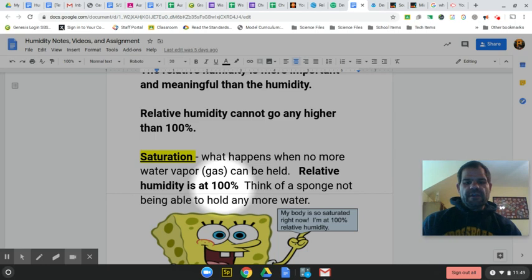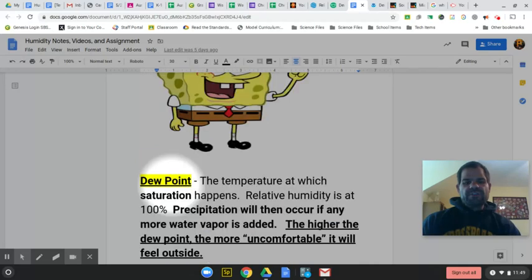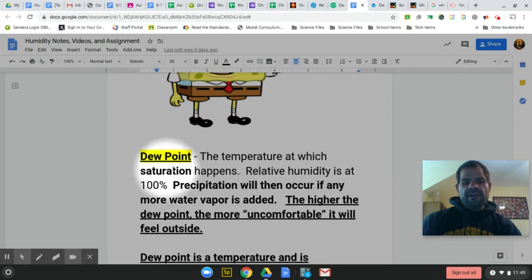And there's a temperature at which this happens. That temperature where saturation occurs is called the dew point. If we go above saturation, or more than 100% relative humidity, precipitation, rain, fog, whatever, will form. The dew point is very important to tell us how it feels outside. Generally, the higher the dew point, the more uncomfortable it will feel. Dew point is a much more reliable way of knowing how it feels outside than just the humidity. So on a weather report, it's better to look at the dew point than just the humidity.